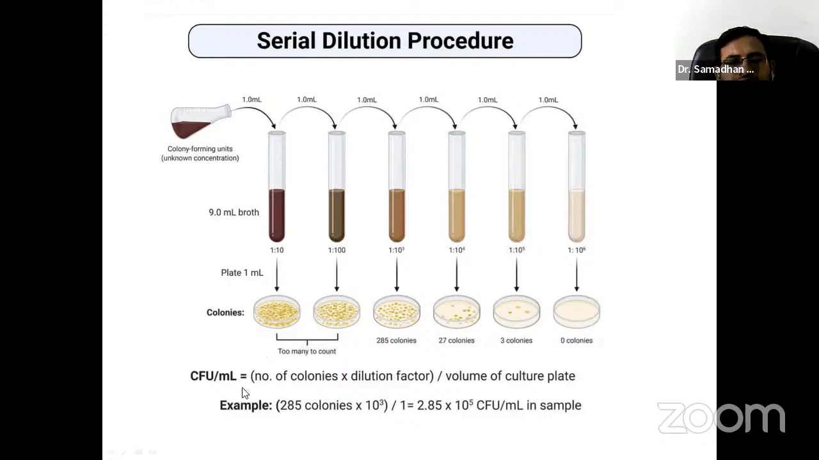The colony forming units per ml can be calculated as the number of colonies times the dilution factor divided by the volume of culture plated. For example, in this plate there are 285 colonies. So 285 times the dilution factor of 10 to the power 3, divided by the volume of culture, which is 1 ml, comes to 2.85 times 10 to the power 5 colony forming units per ml.